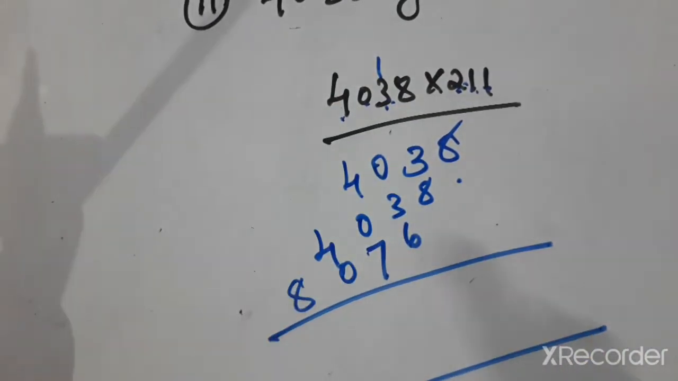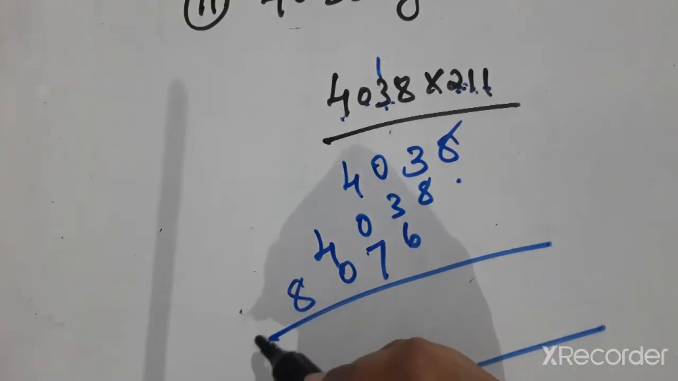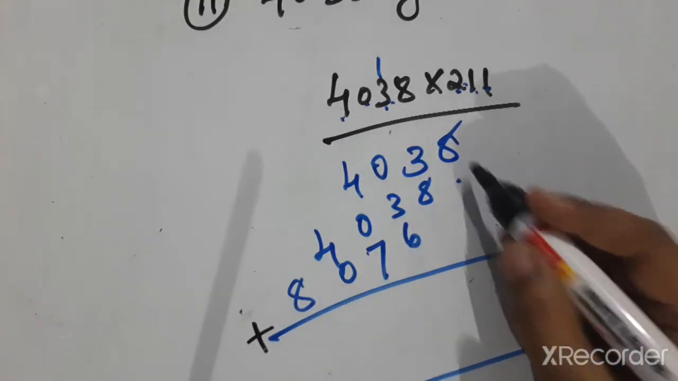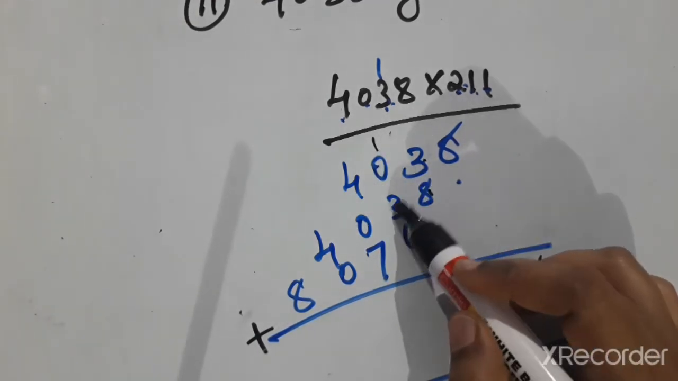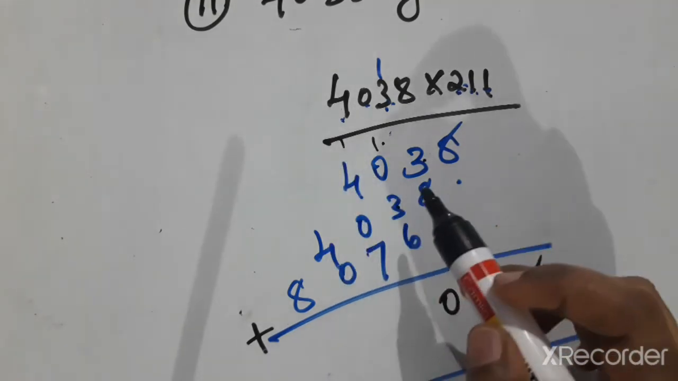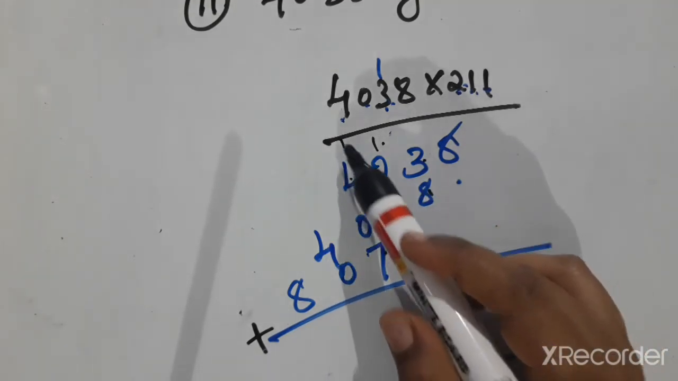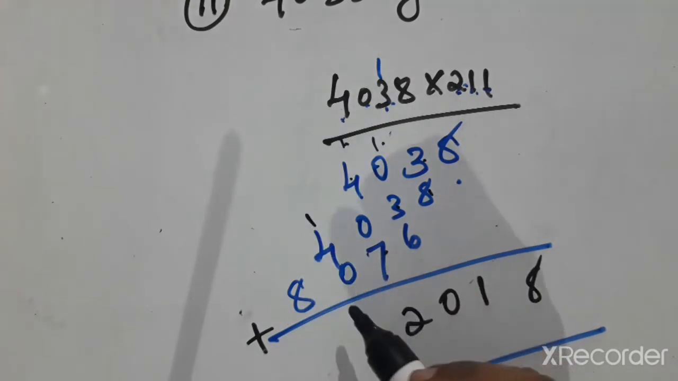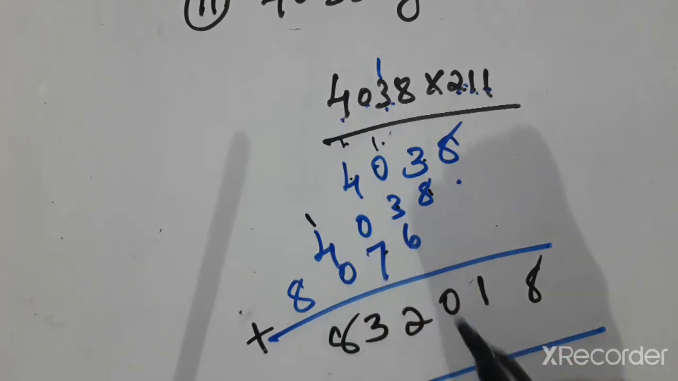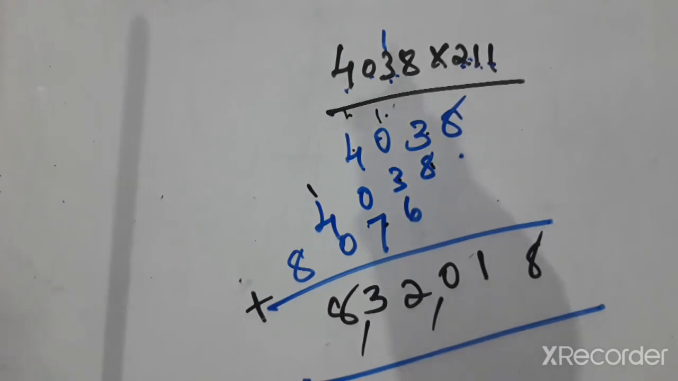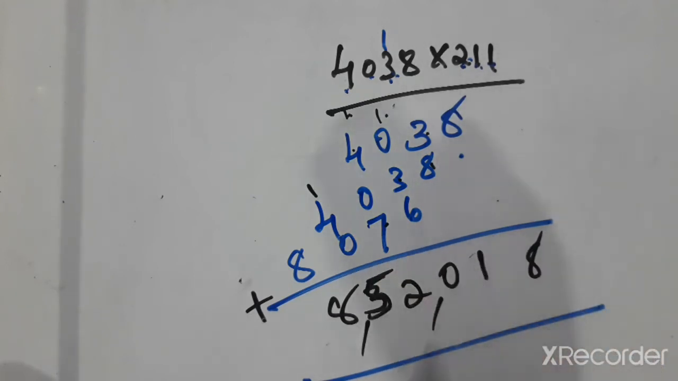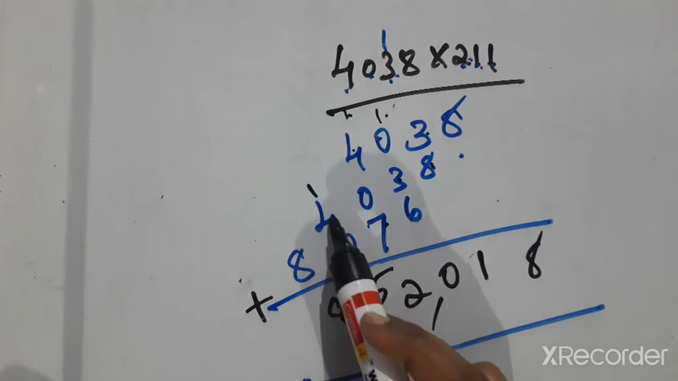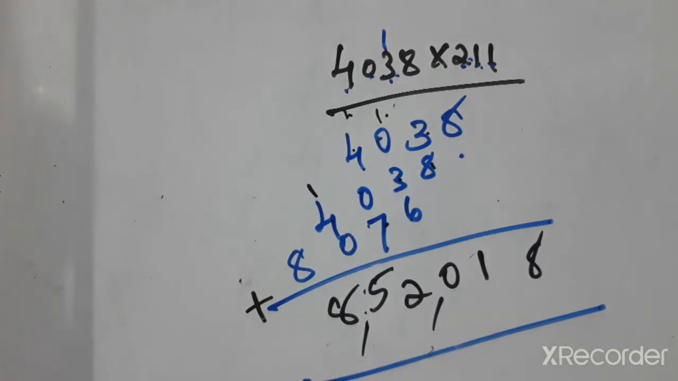Now here total is 4,038. 8 plus 3 is 11. 1 here, 1 carry out to next place. 6 plus 3 is 9, 10. 0, 1 carry out to next place. 7 plus 3 is 10, 11, 12. 1 carry out next place. 4 plus 1 is 5 and 8. Answer is 8,52,018, because 1 plus 4 is 5. So 8,52,018.